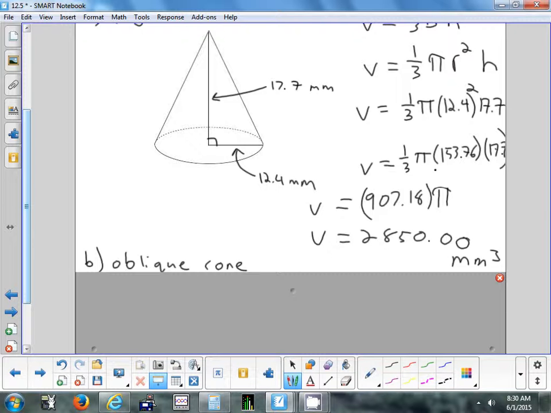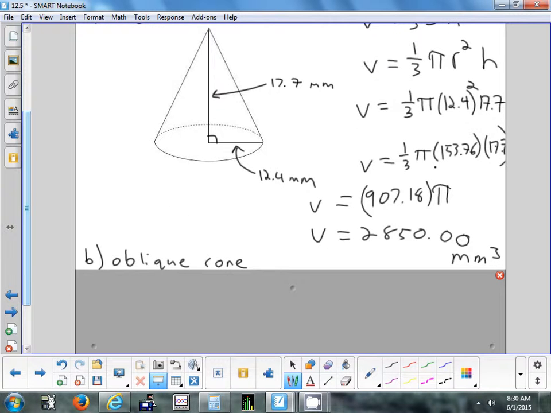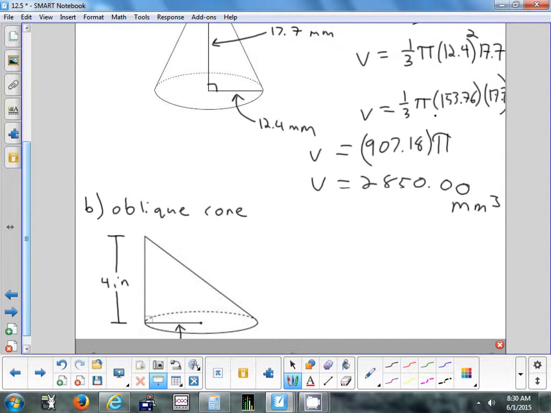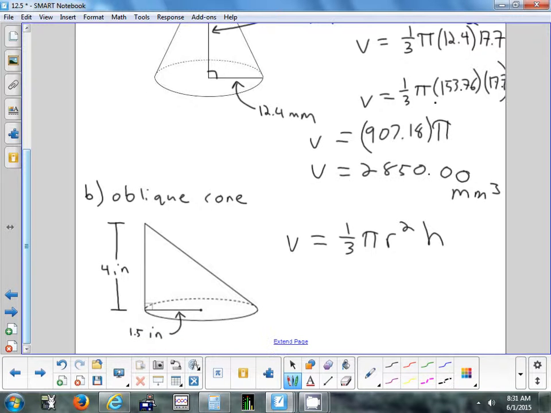What's an oblique cone? We've talked about oblique shapes before, versus the one I just did, which was a right cone. Yep, offsetting. The tip of the cone isn't centered over the base. Okay, so there's an oblique cone. Turns out it doesn't matter if it's oblique. Same formula: 1/3 area of the base times the height. Okay, so just fill it in.